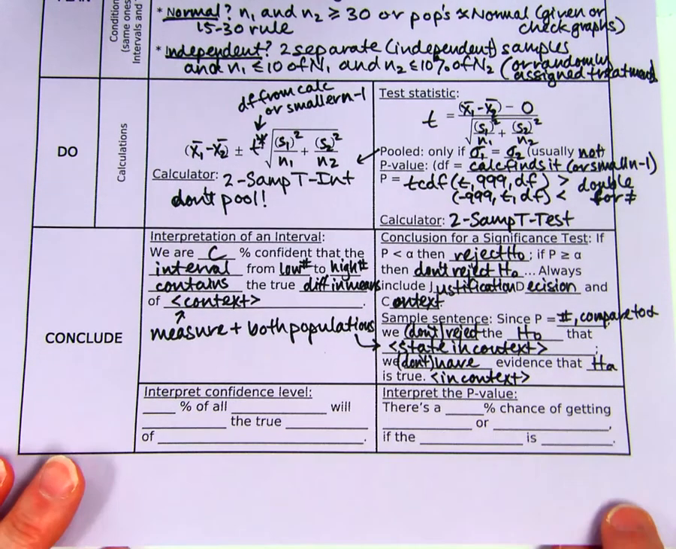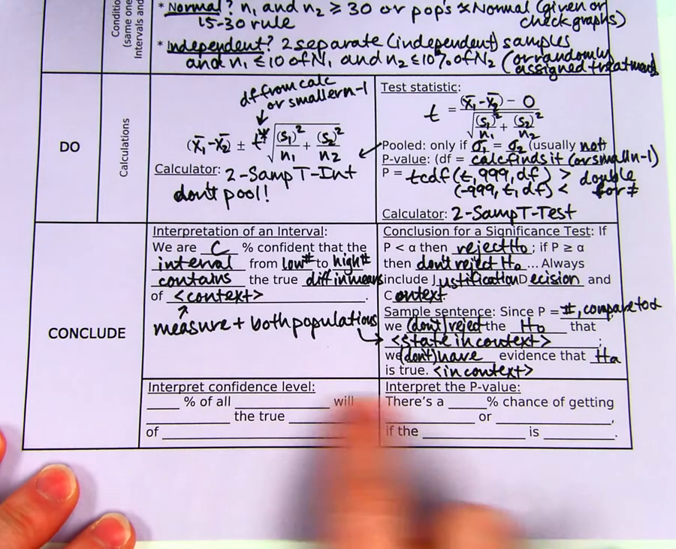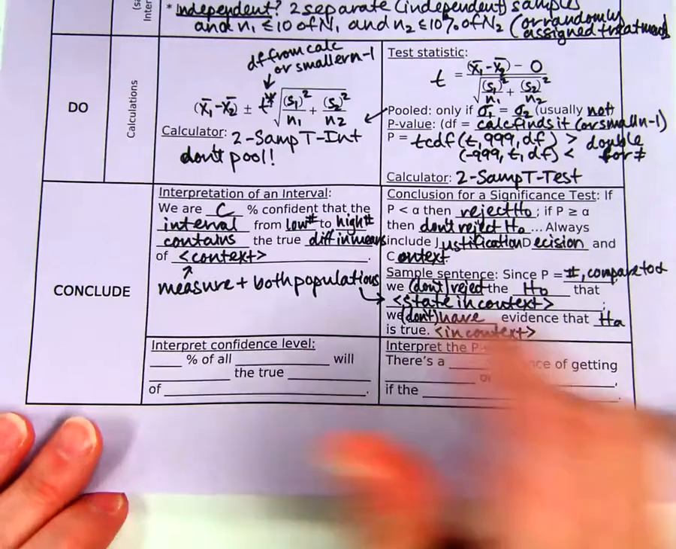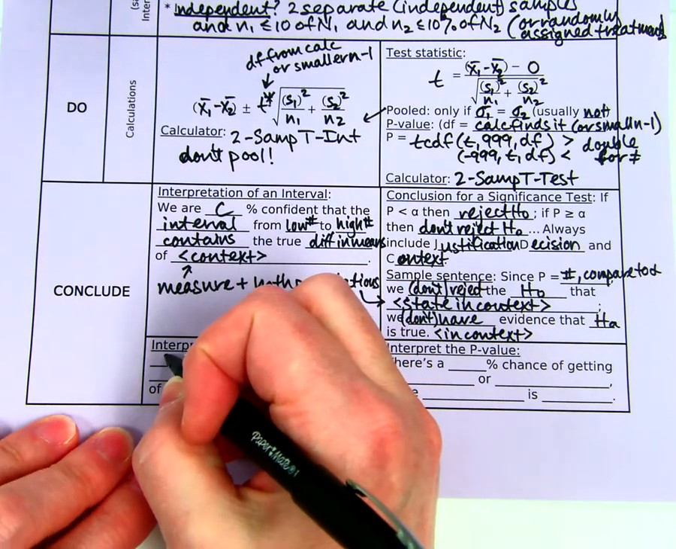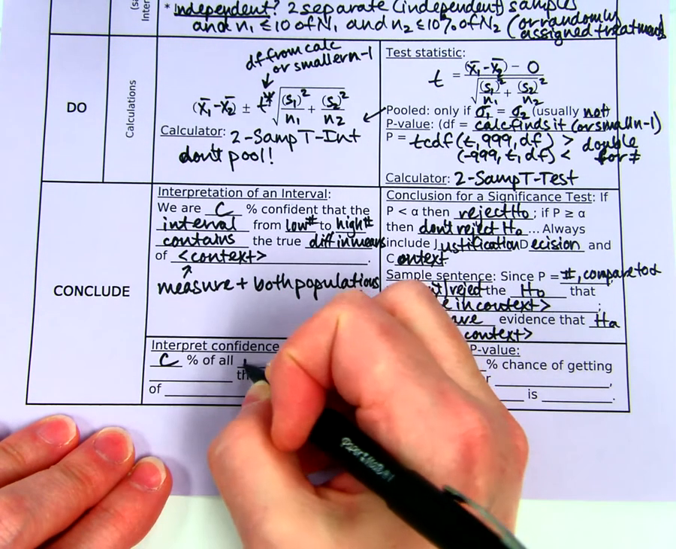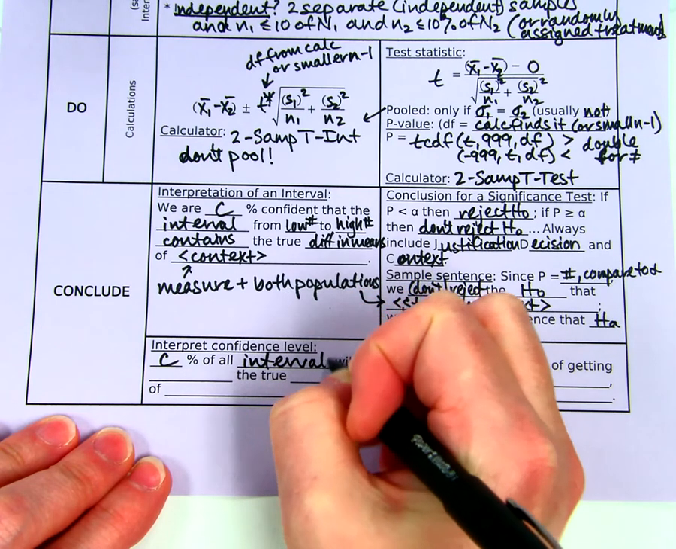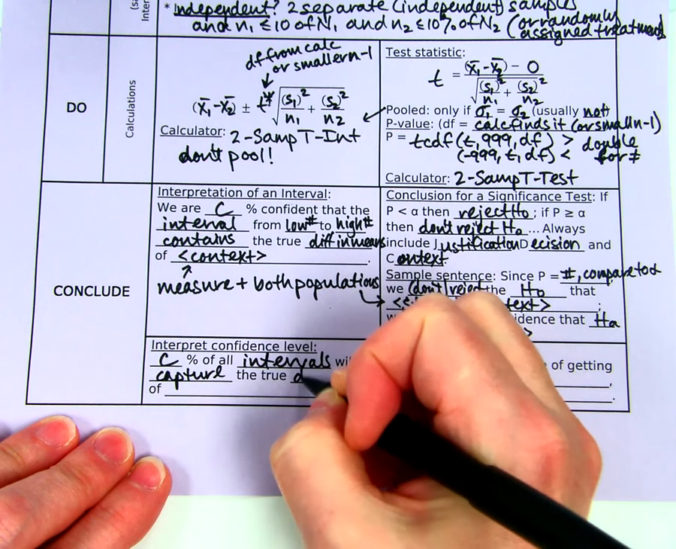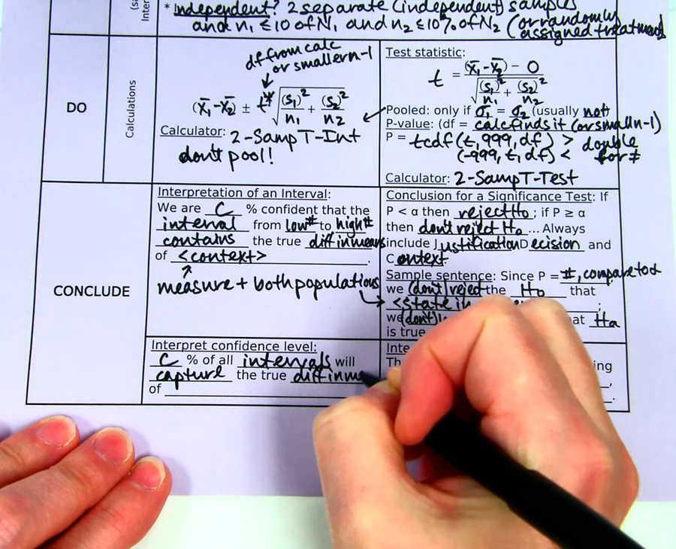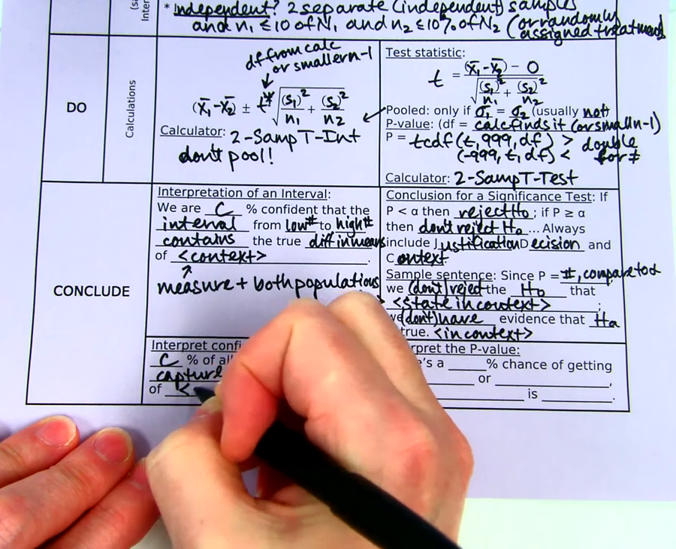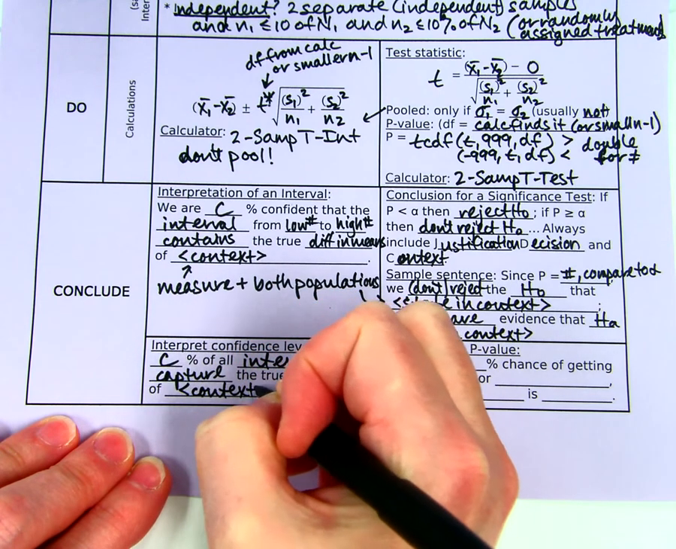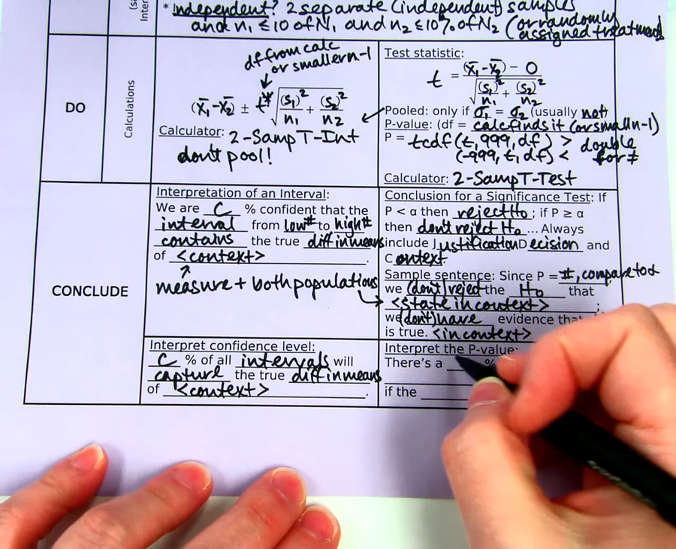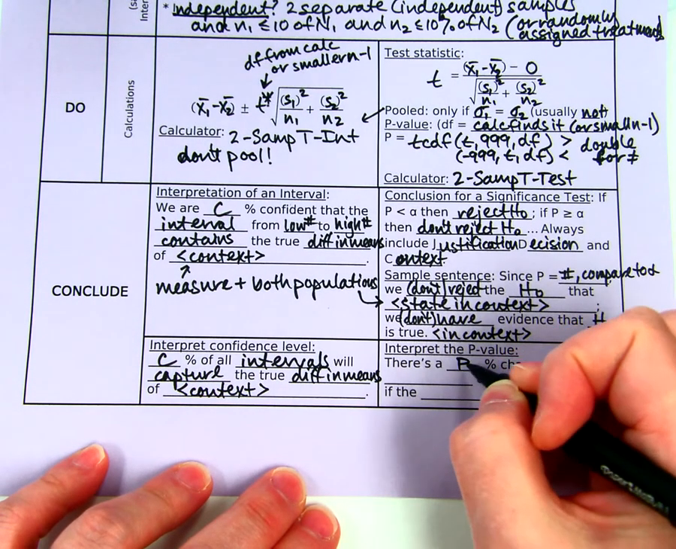And then sometimes you are asked to interpret the confidence level or the p-value, and those could still keep showing up on quizzes. You never know when they're going to show up. So if you're interpreting the confidence level, it is C% of all intervals will capture the true difference in means of whatever our context is. We learned that way back at the beginning of chapter 8, but it still keeps showing up once in a while.